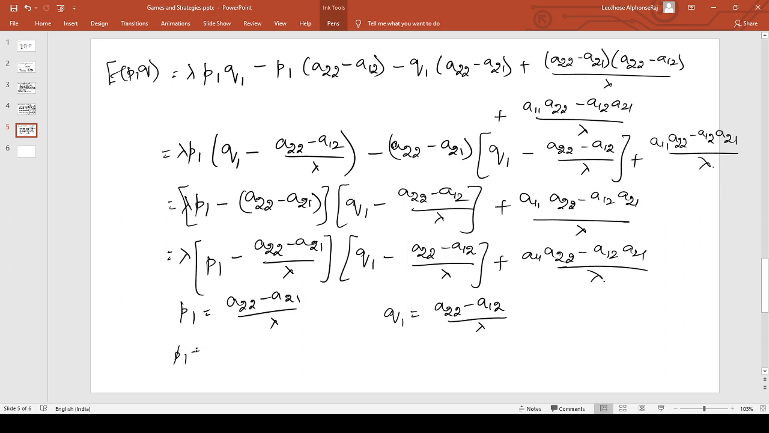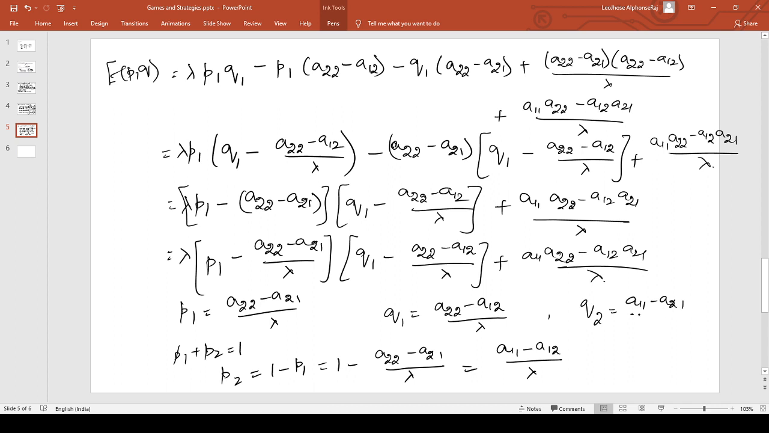We already know that P1 plus P2 is equal to 1. From this expression, we can derive the value of P2, where P2 is going to be 1 minus P1. So it is nothing but 1 minus A22 minus A21 divided by lambda. Again, substituting the value of lambda as A11 plus A22 minus A12 minus A21 and doing the simplification, you can get the value of P2 to be equal to A11 minus A12 divided by lambda. Similarly, you can get the value of Q2 to be equal to A11 minus A21 divided by lambda.